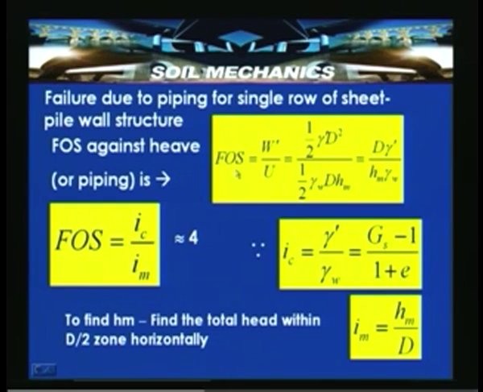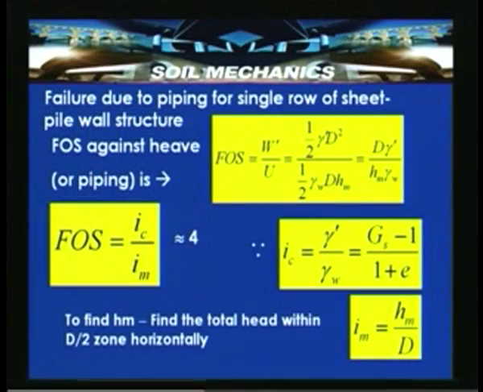Extending what we have discussed, the factor of safety against heave is the ratio of W dash by U. W dash is half gamma dash d square, and U is half gamma W d Hm. After simplification, this turns out to be d gamma dash divided by Hm gamma W. So, this is the expression for factor of safety against heave or piping failure, where Hm is the average head between the two points A and B at the downstream side of the sheet pile wall, at the tip of the sheet pile wall, basically the bottom portion of the sheet pile wall.